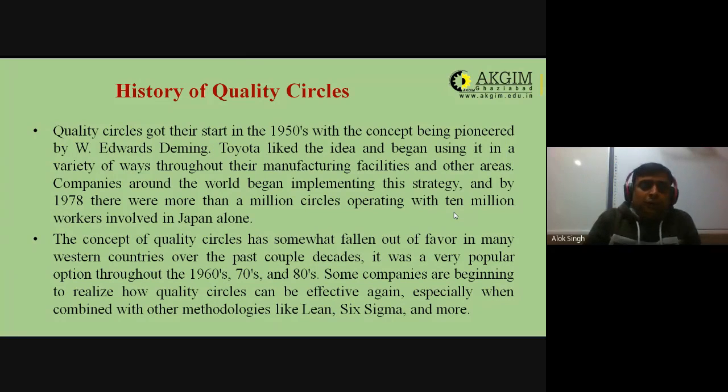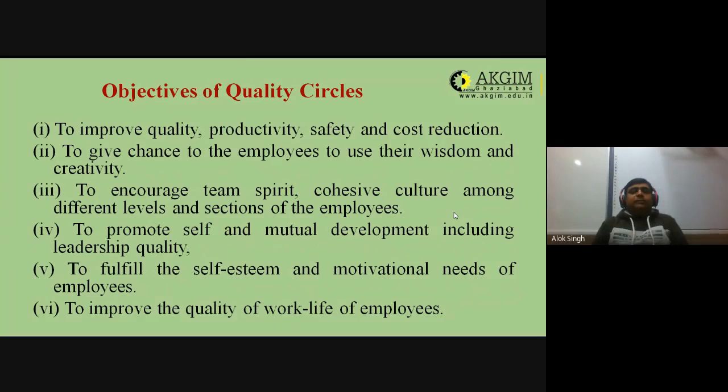If you have gone through this, you see that it started in the 1950s, and after that it became more popular than the previous one. It became popular in the 1960s as well as the 70s and 80s, and nowadays many companies are adopting quality circles. So what are the objectives of quality circle? Basically, to improve the quality, productivity, safety, and cost reduction.